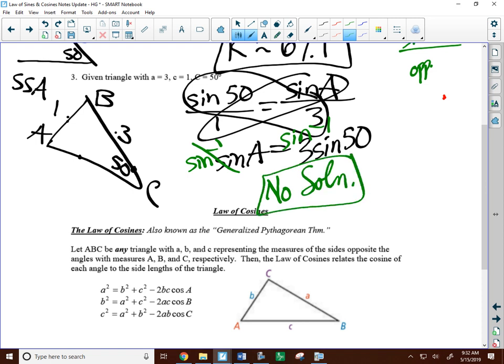Or you can even describe, hey, this is a triangle that doesn't work. Good work.